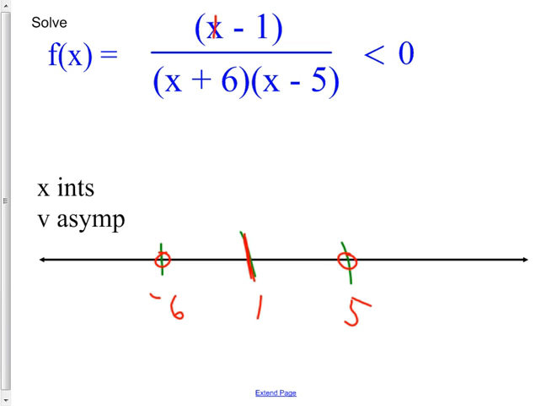If I put in a 1, it'll give me 0. 0 is not less than 0. That's an empty spot too. Now you got to test all your intervals in between.